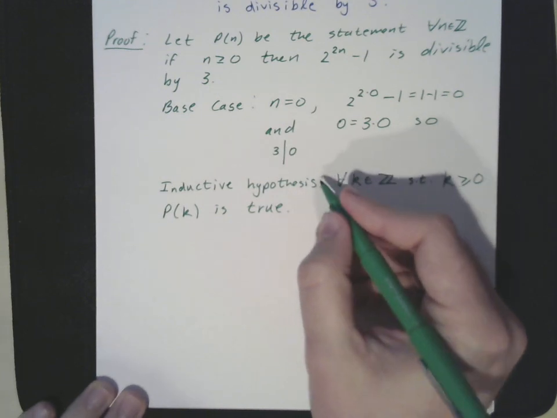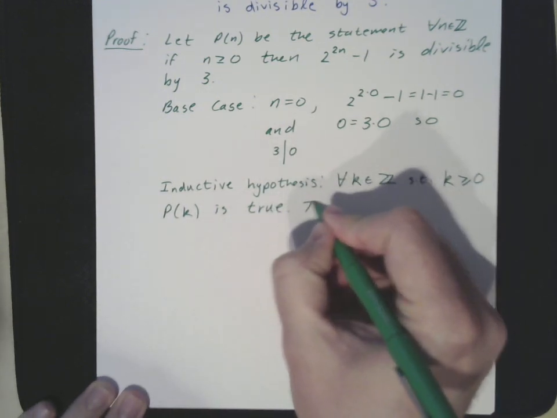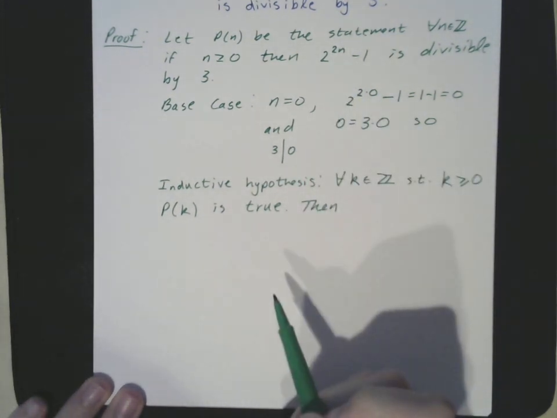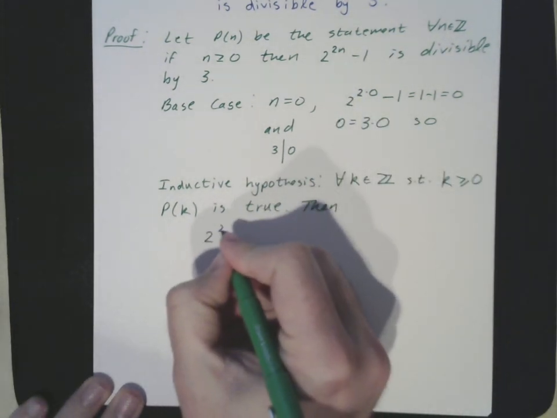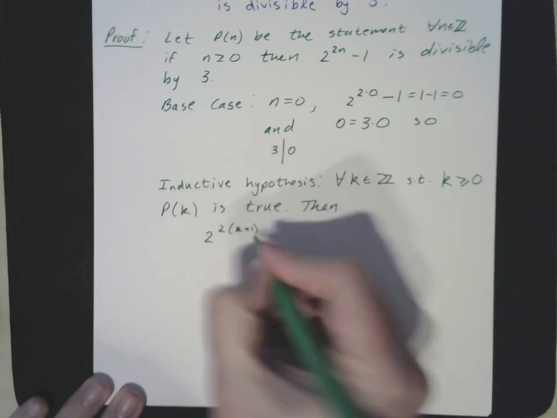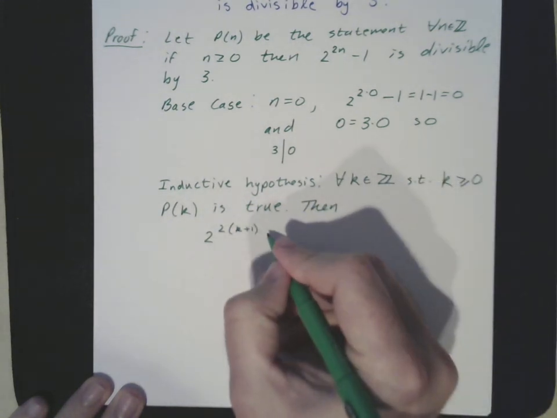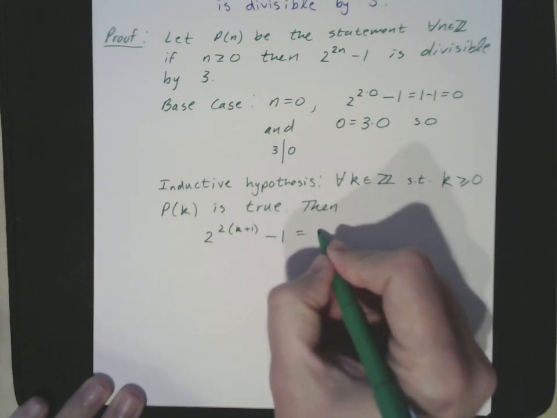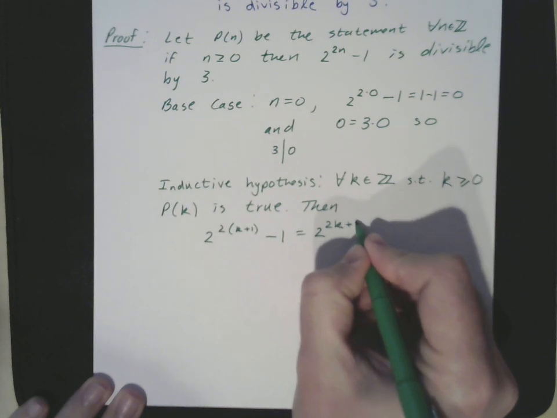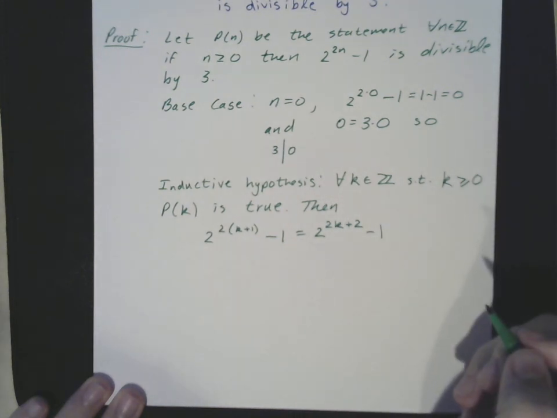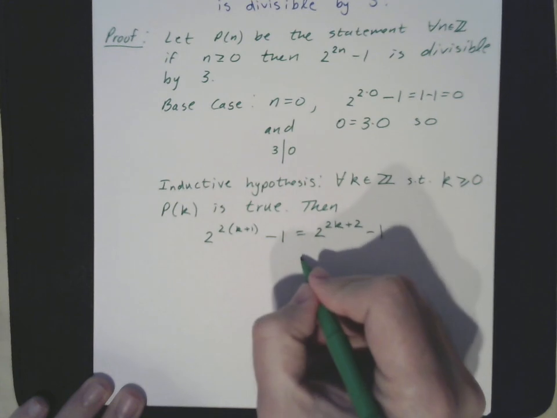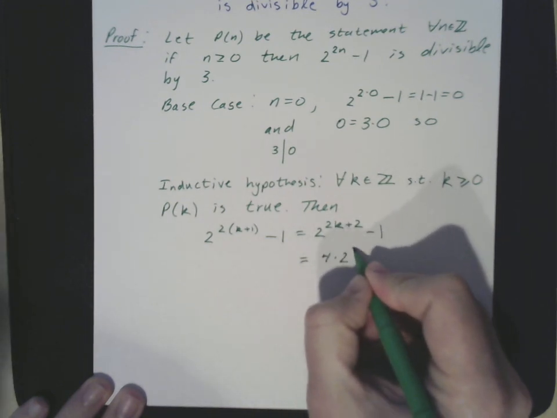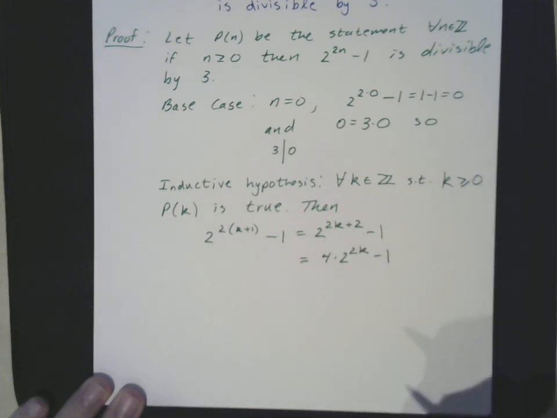So now we're going to look at what would happen if we swap in k plus 1. So 2 to the 2 times k plus 1 minus 1. This equals 2 to the 2k plus 2 minus 1, which equals 4 times 2 to the 2k minus 1.